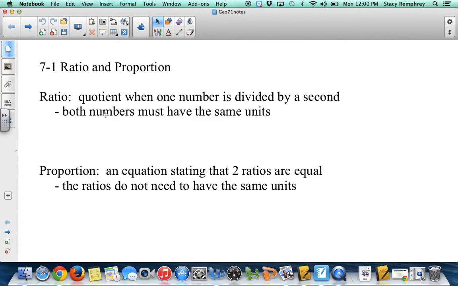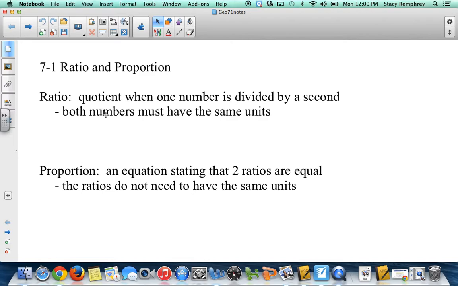So a ratio is a quotient when one number is divided by a second. Both numbers must have the same unit. So if you're looking at a ratio of measurements, they should be inches to inches or feet to feet. You can convert them if they're not.